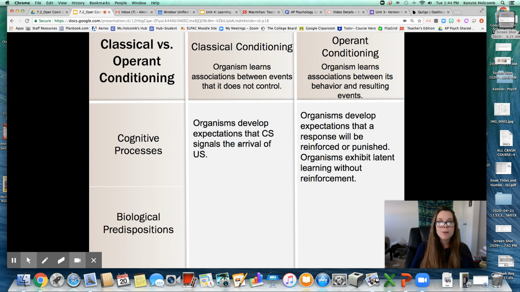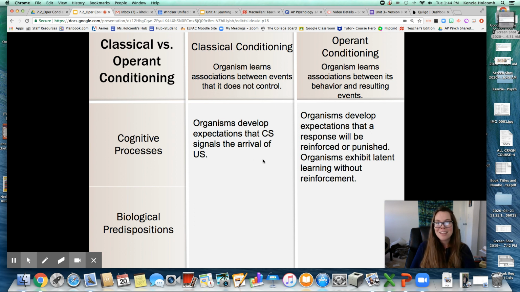And then when we think about the cognitive process with operant conditioning, organisms, whether humans or animals, develop expectations that a response will be reinforced or punished. Organisms also exhibit latent learning without reinforcement. Sometimes a dog will sit next to you in hopes of getting a pet, even if you stop the reinforcement, because they know the skill set of what to do. They maybe just only want to show you every once in a while.